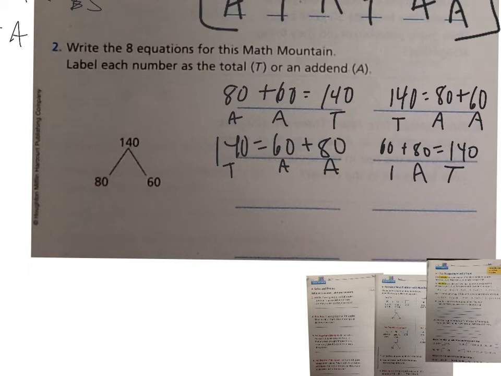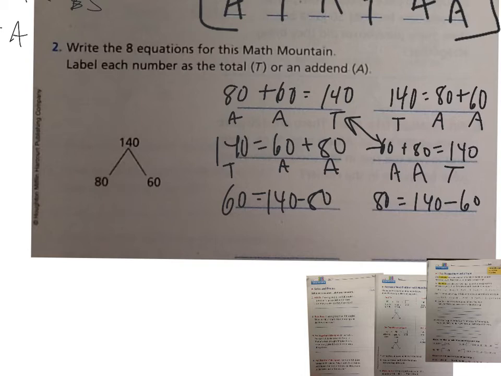Total, add-in. So see, from that one over there, I just switched around the add-ins. And then we can do subtraction. We could say 60 equals 140 minus 80, and 80 equals 140 minus 60.